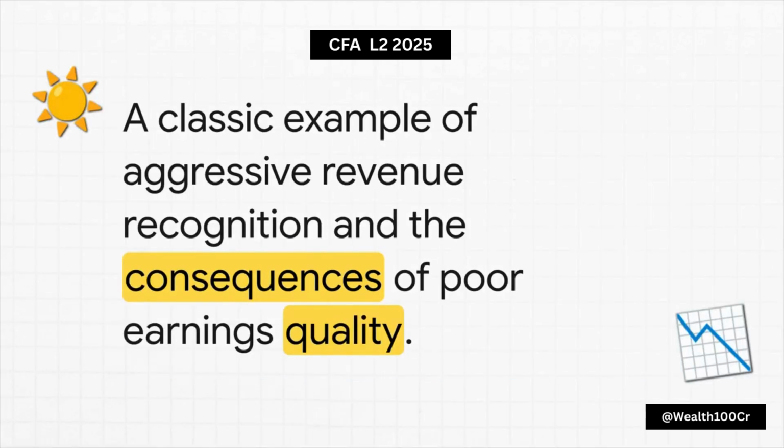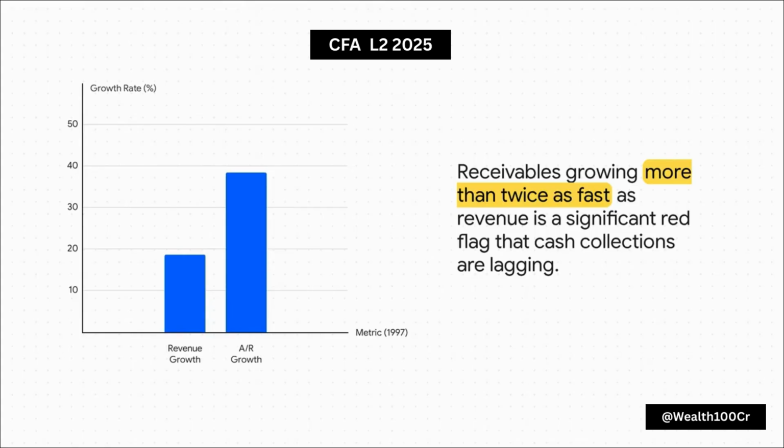To really bring this to life, let's look at the classic case of Sunbeam from back in the late 90s. It is a textbook cautionary tale of what can happen when a company gets desperate to show growth and starts playing games with its revenue numbers. This chart tells an incredible story. So in 1997, Sunbeam reports revenue growth of almost 19%. On the surface, that looks amazing.